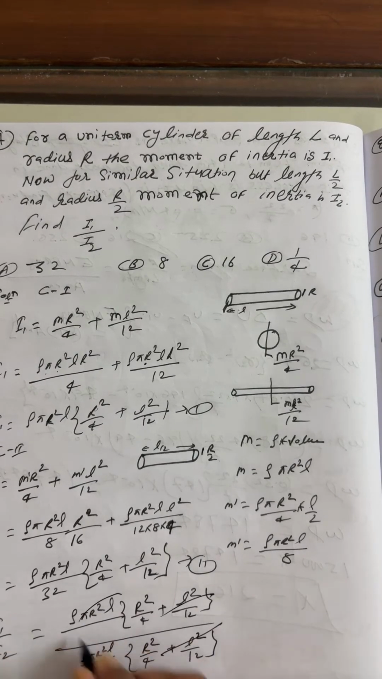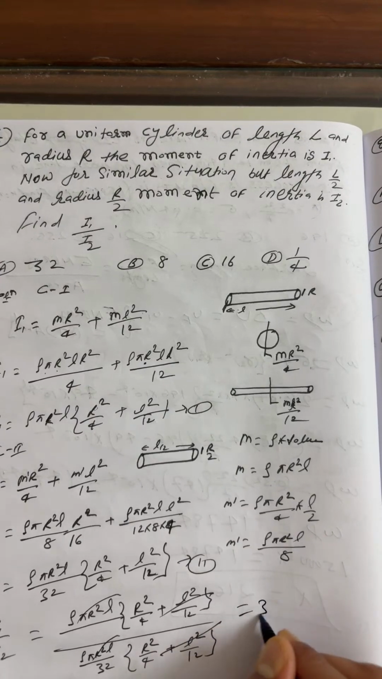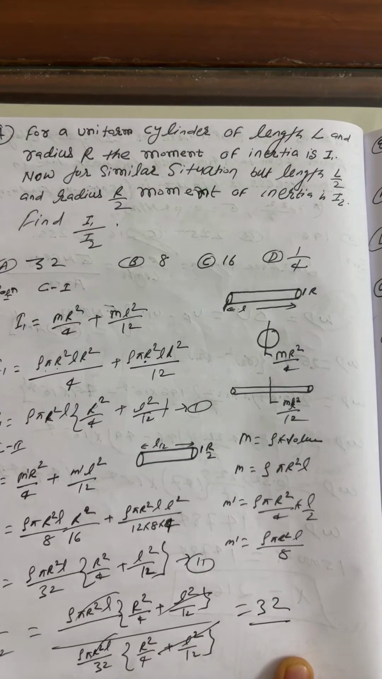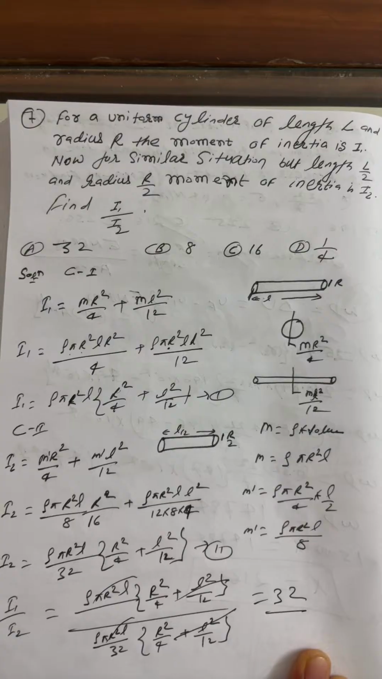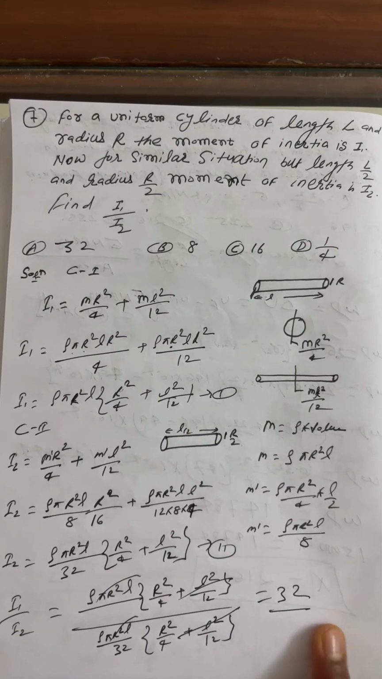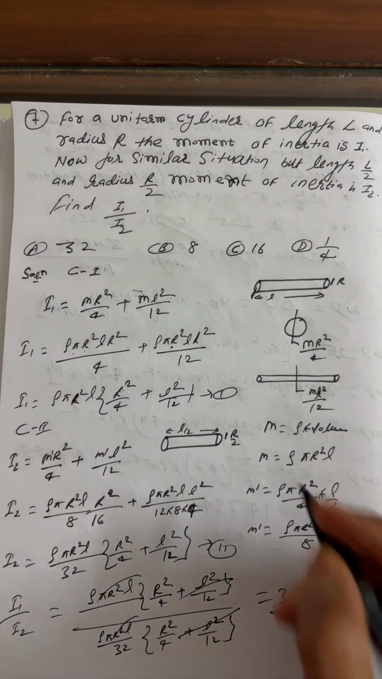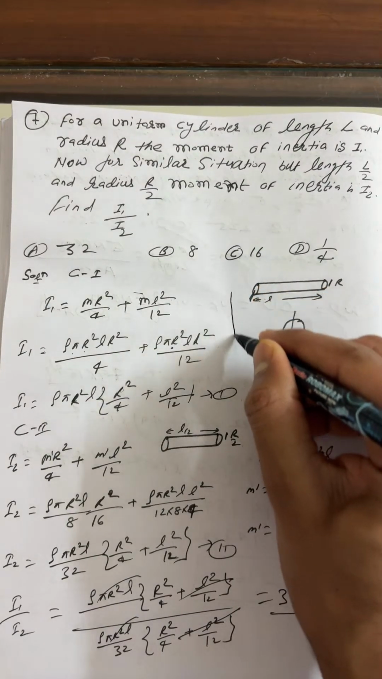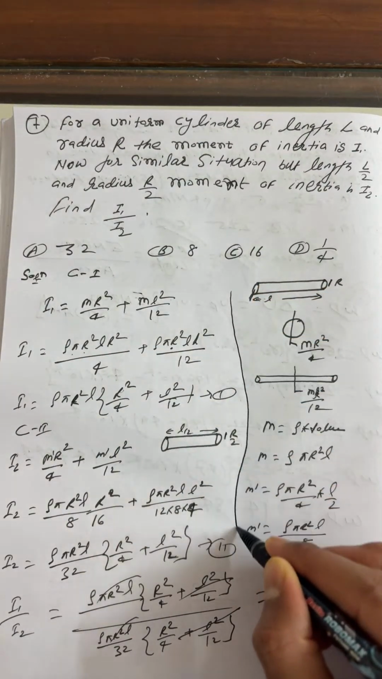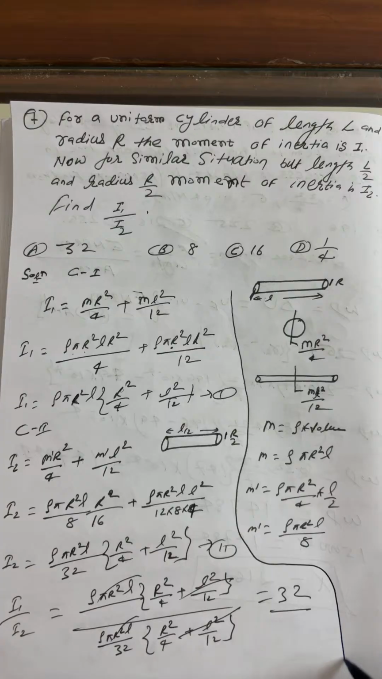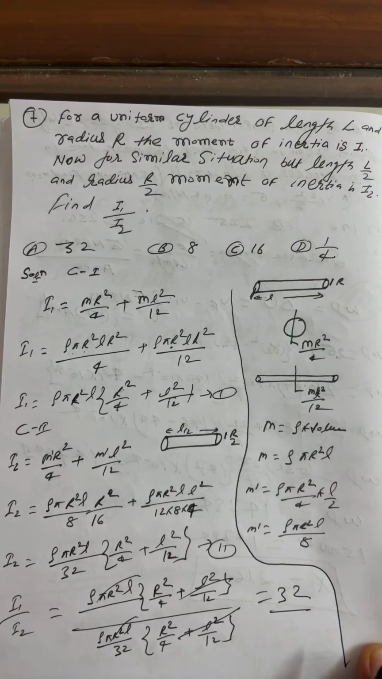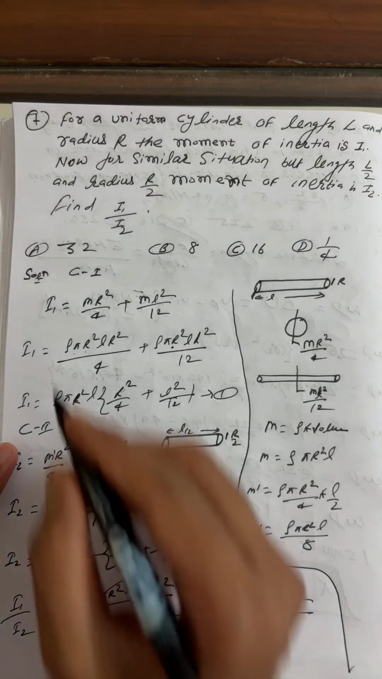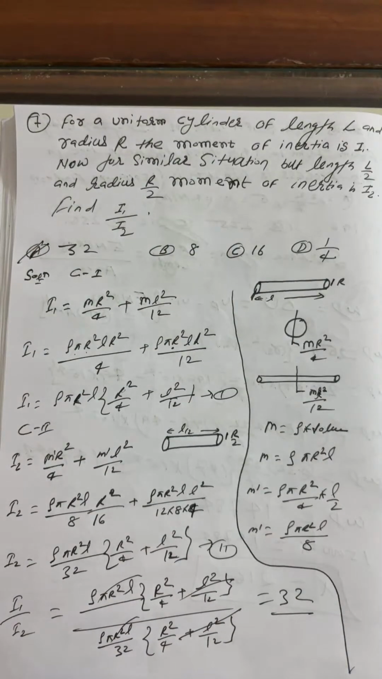You can see beta entirely cancels with each other. So this is coming 32, 32 beta. Literally, it's a lengthy question, only calculation, but it's not a tough question. It's doable, you can do it easily on paper as well. So what's the answer? Option A is the correct answer.